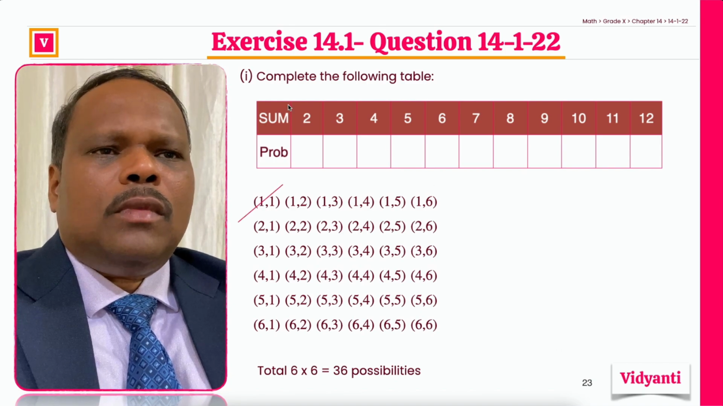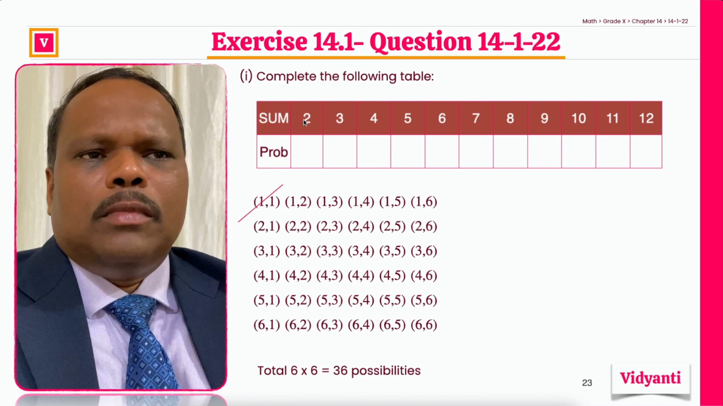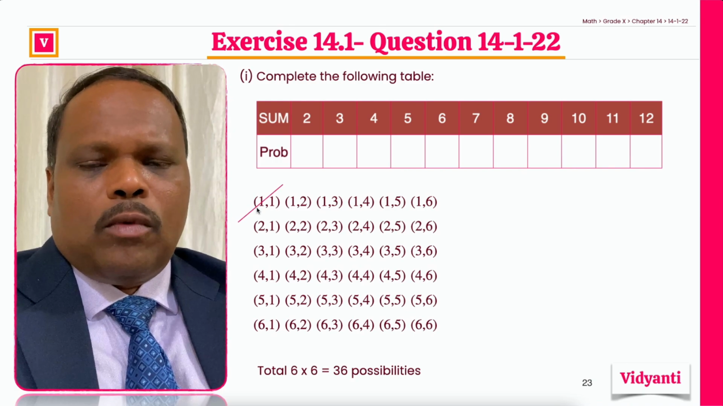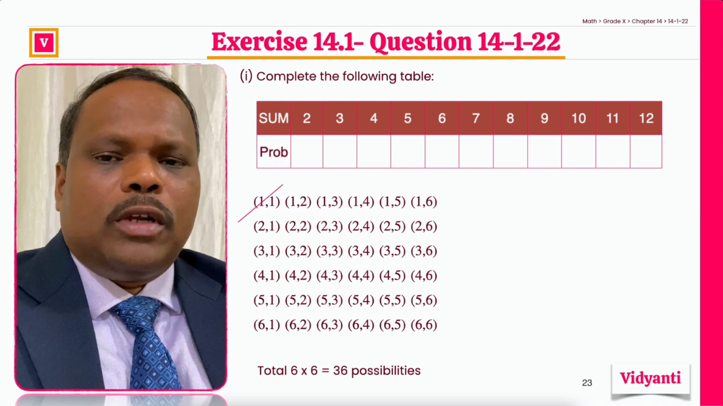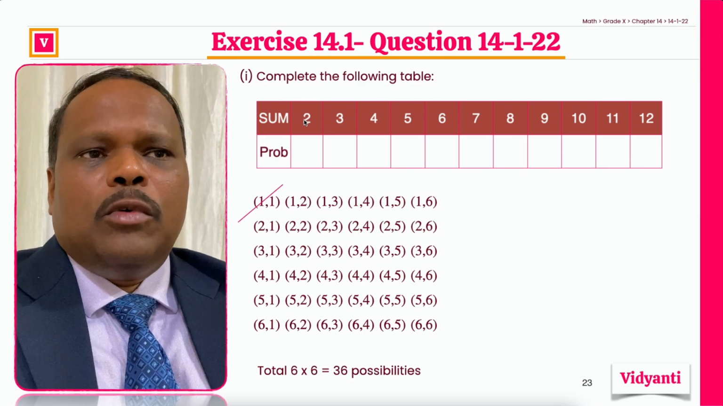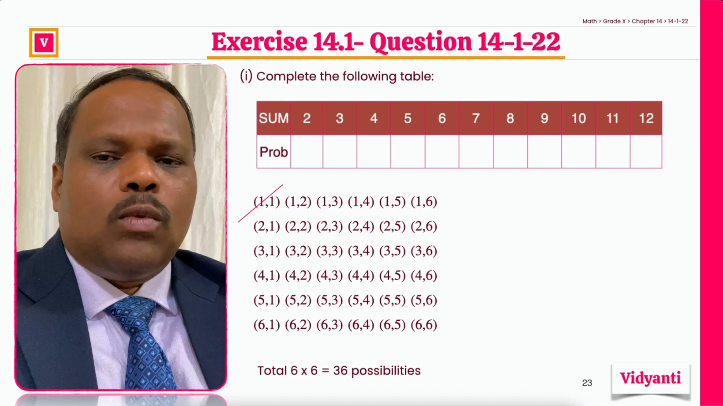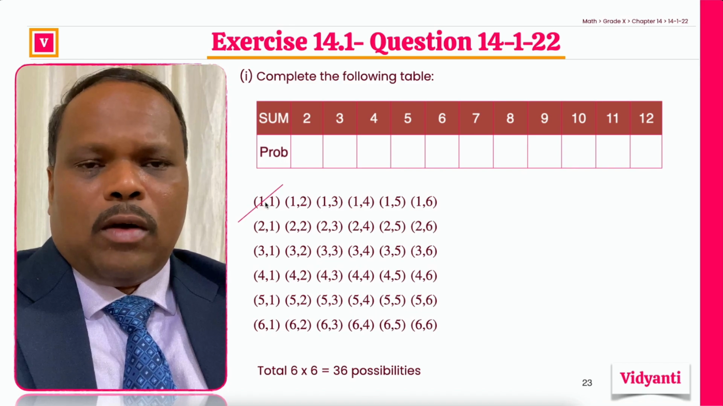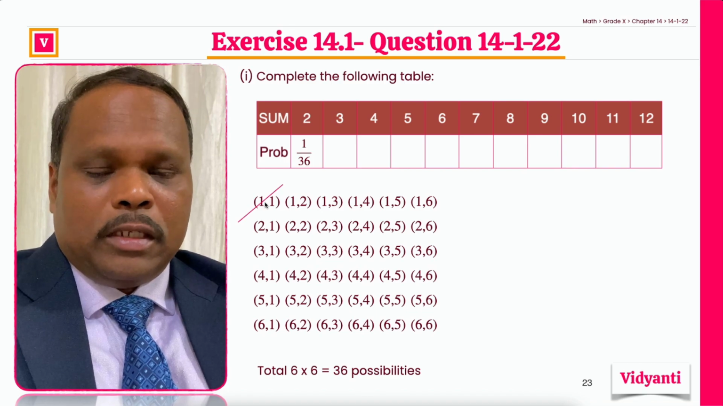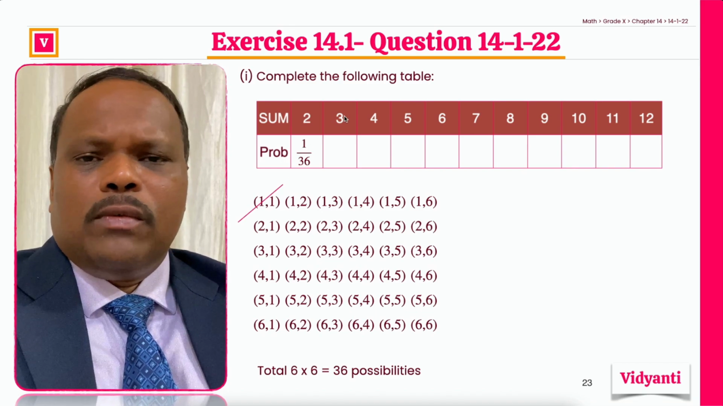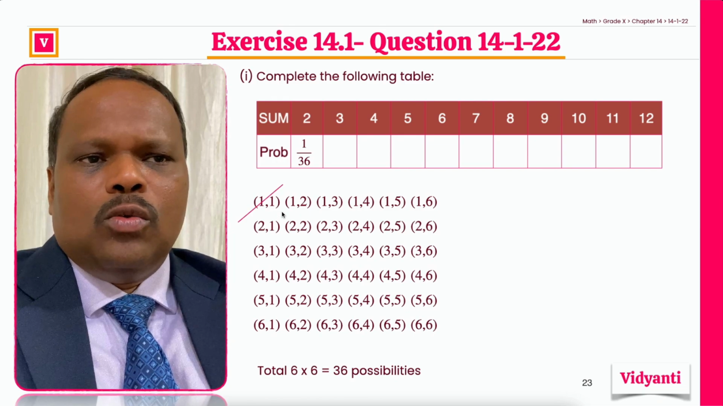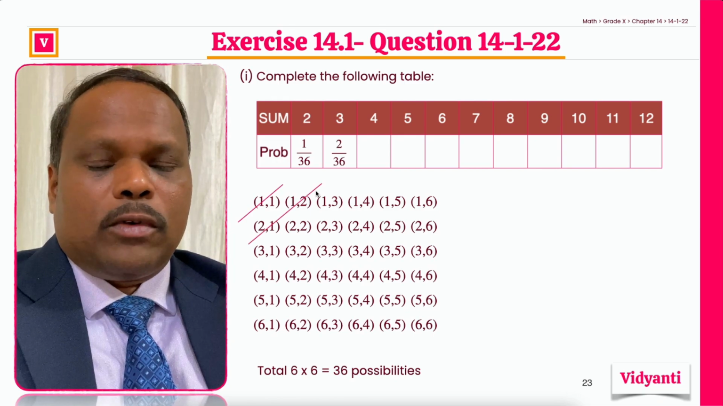So sum is defined as the total of what you get in the first attempt plus what you get in the second attempt. Now, sum 2 is possible only if you get 1 and 1. So there is only 1 out of 36 possibilities. Now, when will you get 3? You will get 2 1 or 1 2. So you have 2 such possibilities out of 36.